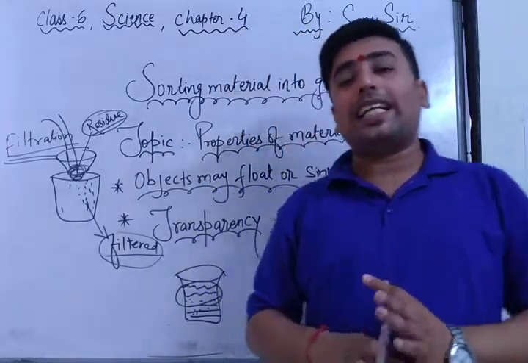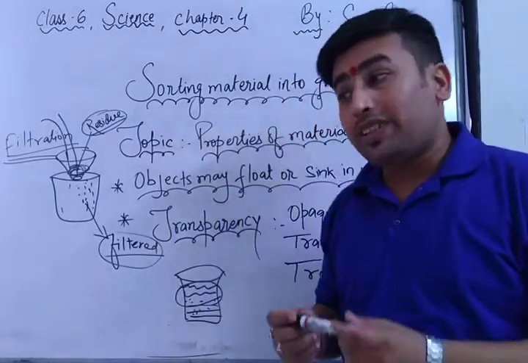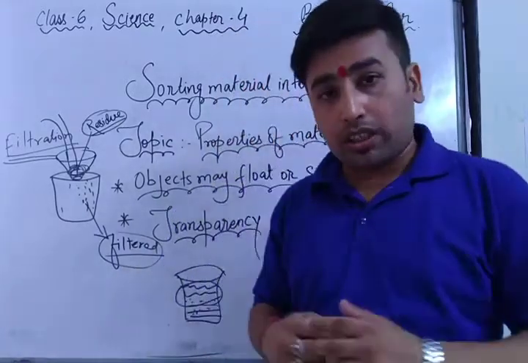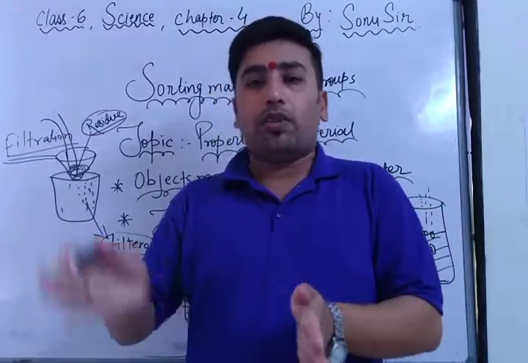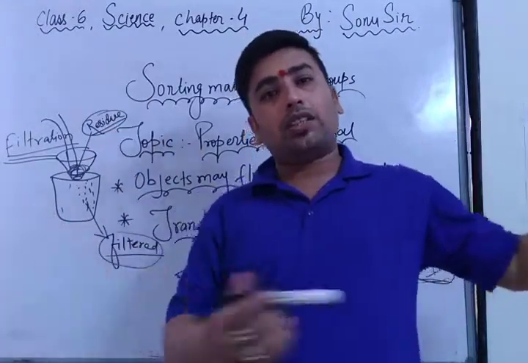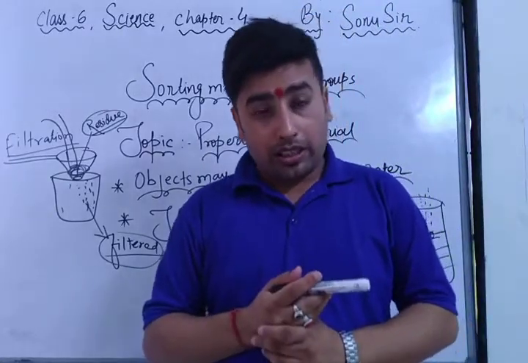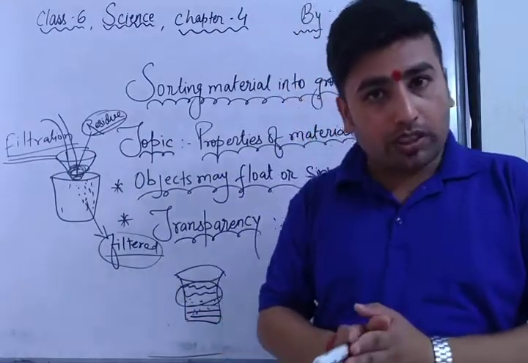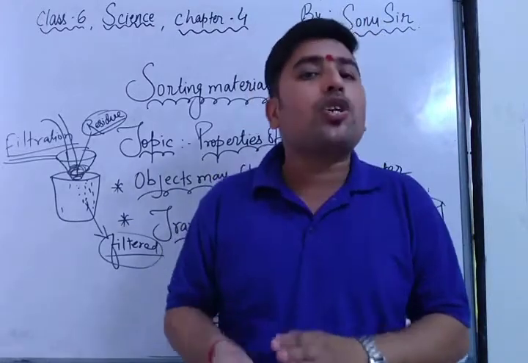Got it? Now the second is transparent and translucent, the two main types. Transparent: the object which allows light to pass through it is called a transparent object. For example, glass. You can see through the glass, so it will allow light to pass from both sides. You will see the light being passed from one side to another, because that object is transparent. Means the object which allows light to pass through it is called a transparent object, for example glass. And the object which allows light to pass through partially.